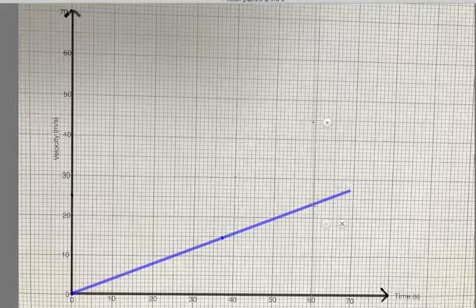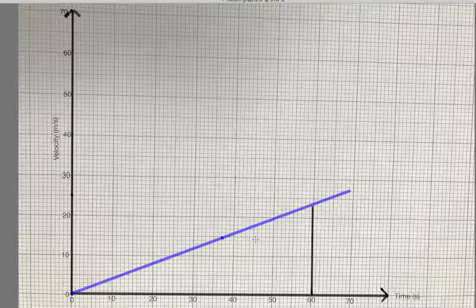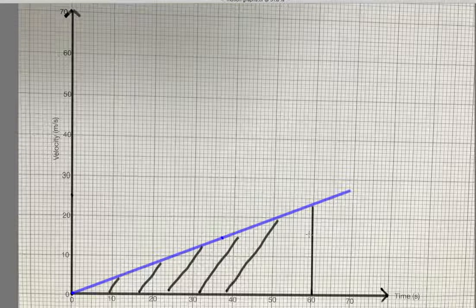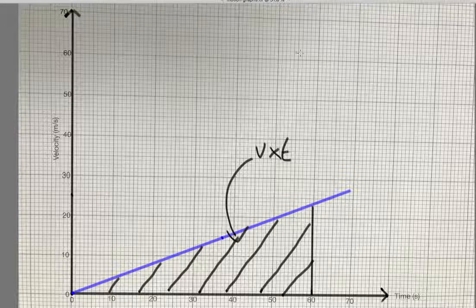Well, if we work out the area under the graph here, this area is the distance travelled, or the displacement. This area, of course, is a velocity times a time. If you remember from your formula, velocity is distance divided by time. So distance would be velocity times time.